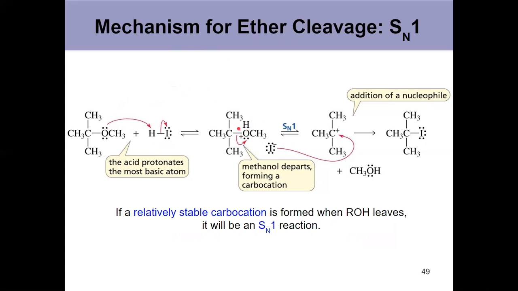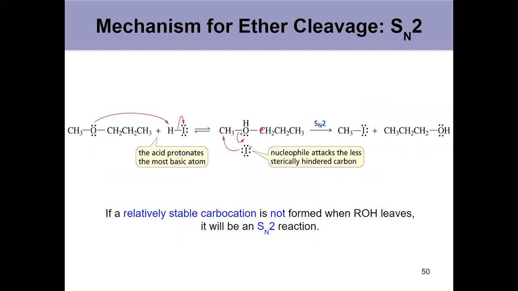Then that leaving group departs to produce the carbocation intermediate. That's the SN1 part. It's extra stable, that's why that's able to happen. And then your nucleophile comes in, iodide in this case, and attaches, and your reaction is done. But again, if the departure of the alcohol as the leaving group creates an unstable carbocation, then it's not going to happen. It must be an SN2 reaction.